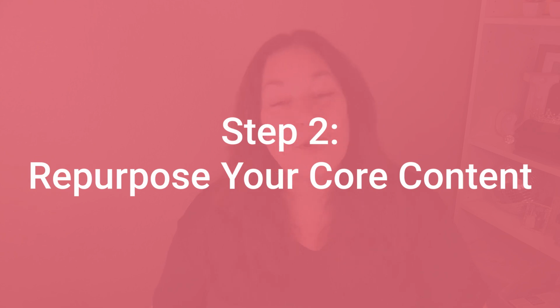Step 2, repurpose your core content. Once you've created your core content, repurpose it into smaller pieces for different platforms. Here's how you could do it. Social media posts. Create 3 to 5 posts from your core content. These can include quotes, tips, or highlights. Tailor each post to the platform that you're using. Infographics. Summarize key points into an eye-catching infographic. Tools like Canva can make this super easy, even if you're not a design pro.